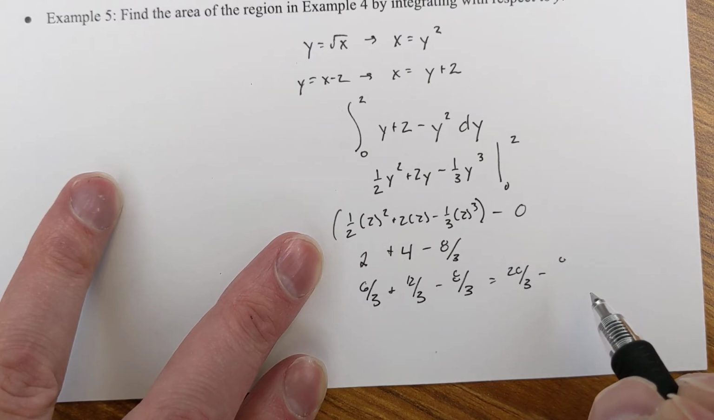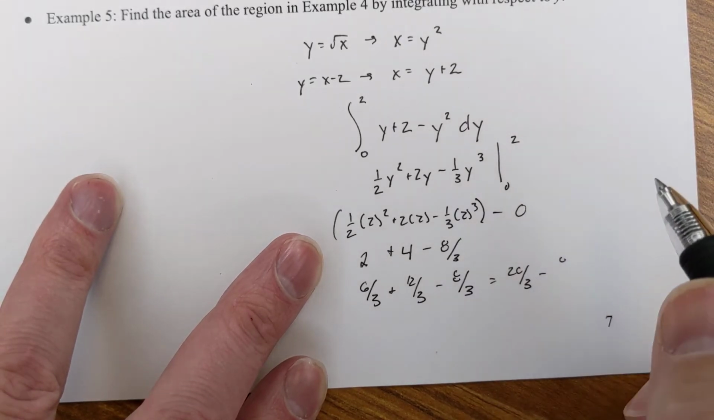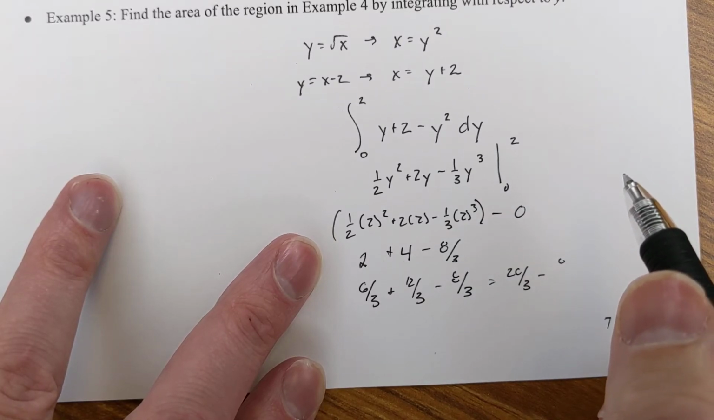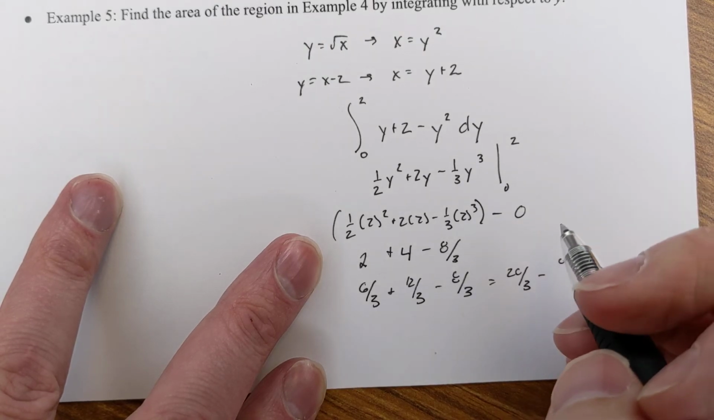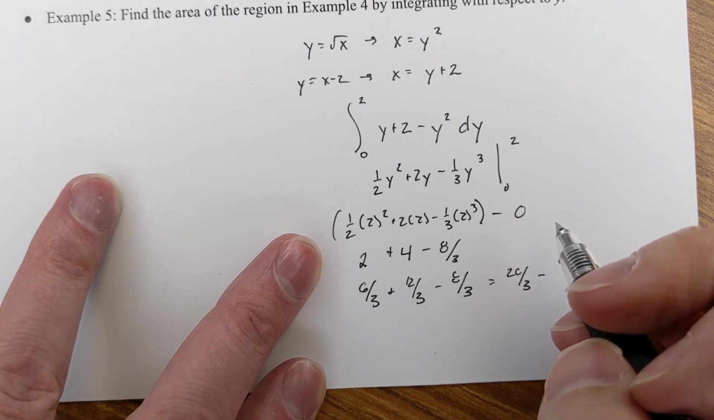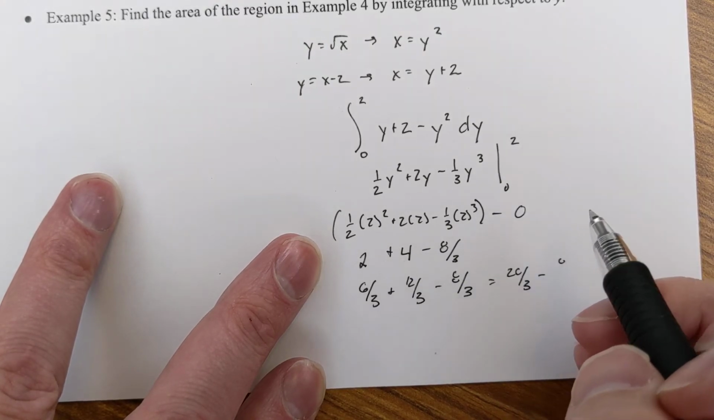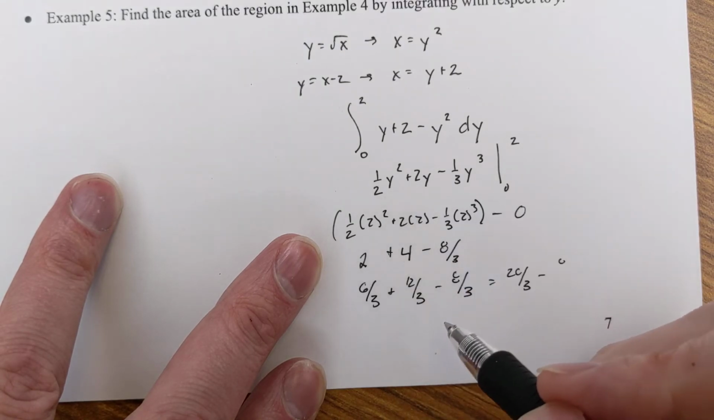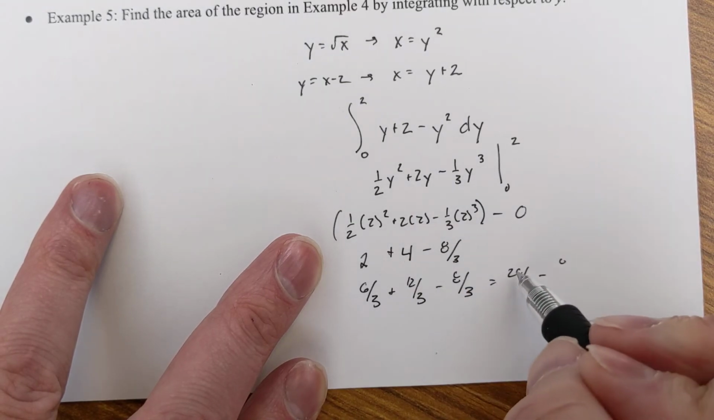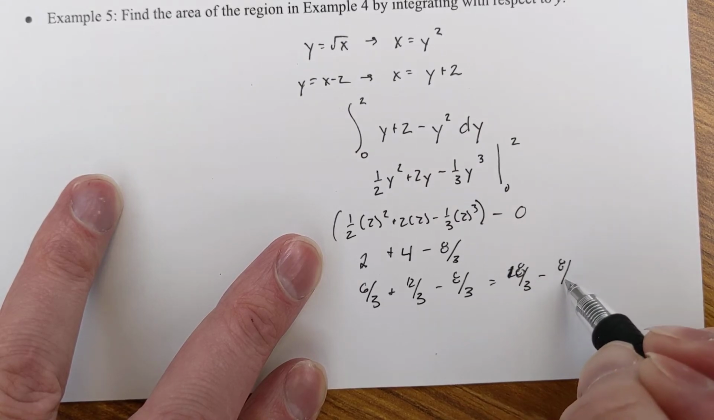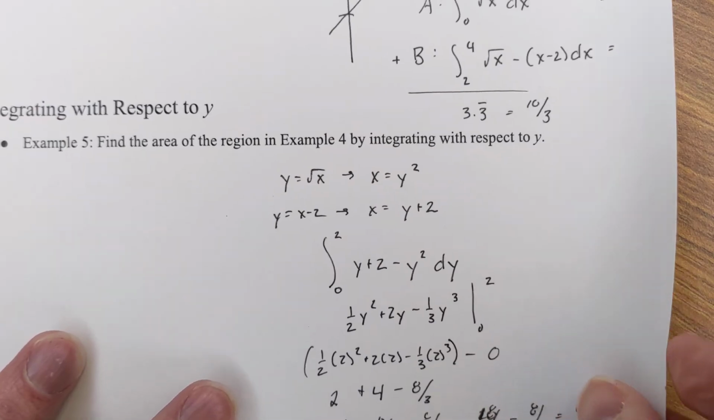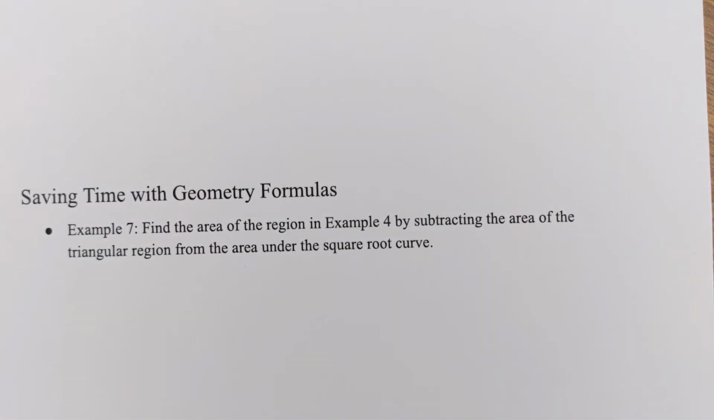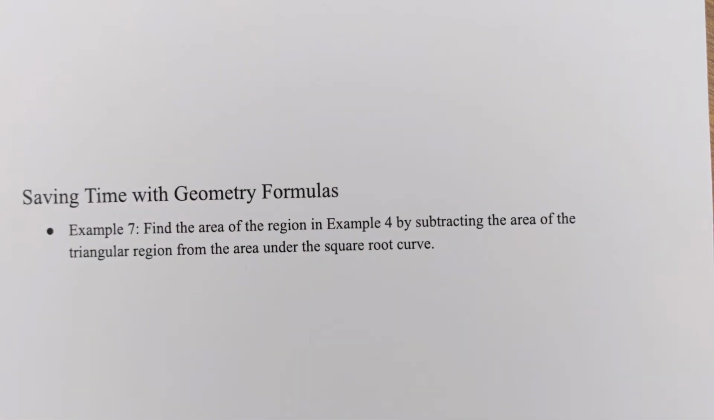I've gone off somewhere. I should get the same answer. I should get 10/3 again. So where's my mistake? Oh, but that's 18/3. There we go. Okay. Alrighty. So we got that.